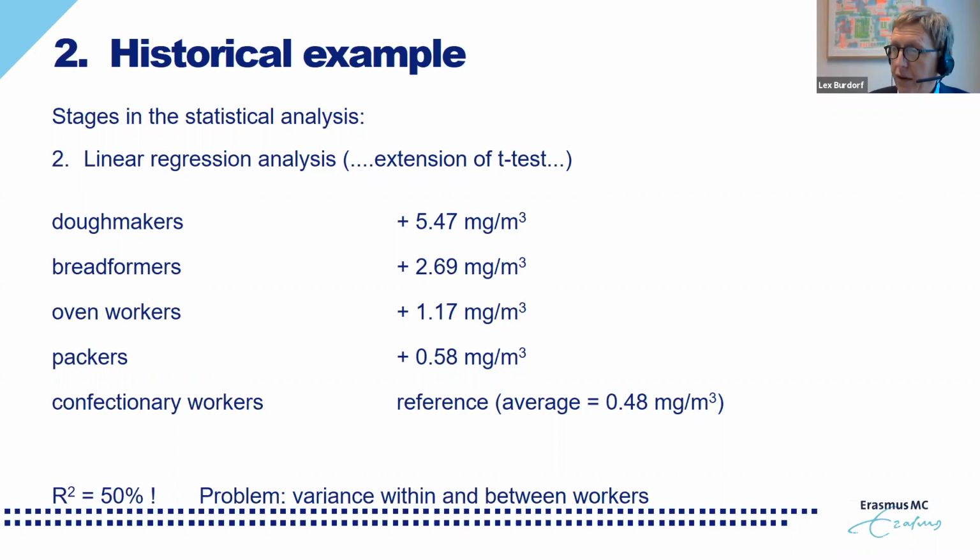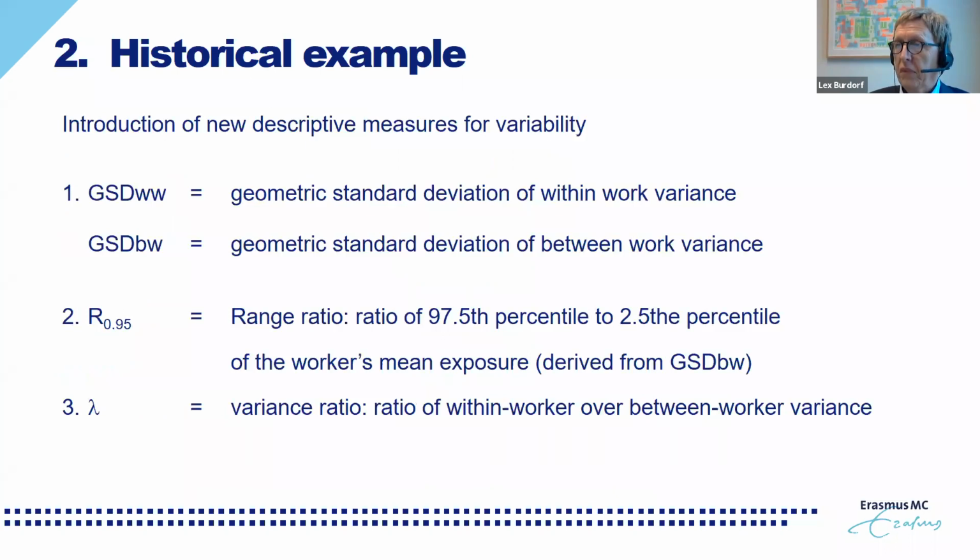But the problem here is that we had multiple measurements per worker. The linear regression analysis doesn't take into account the fact that we have repeated measurements within workers. So we need to move on. We need to do another method. And that's where we started to identify the importance of these new measures of variability. We started to disentangle the variation within workers in a particular job from the variance between workers who are doing different jobs. So we are now trying to disentangle the variance components into within-worker variance and between-worker variance.